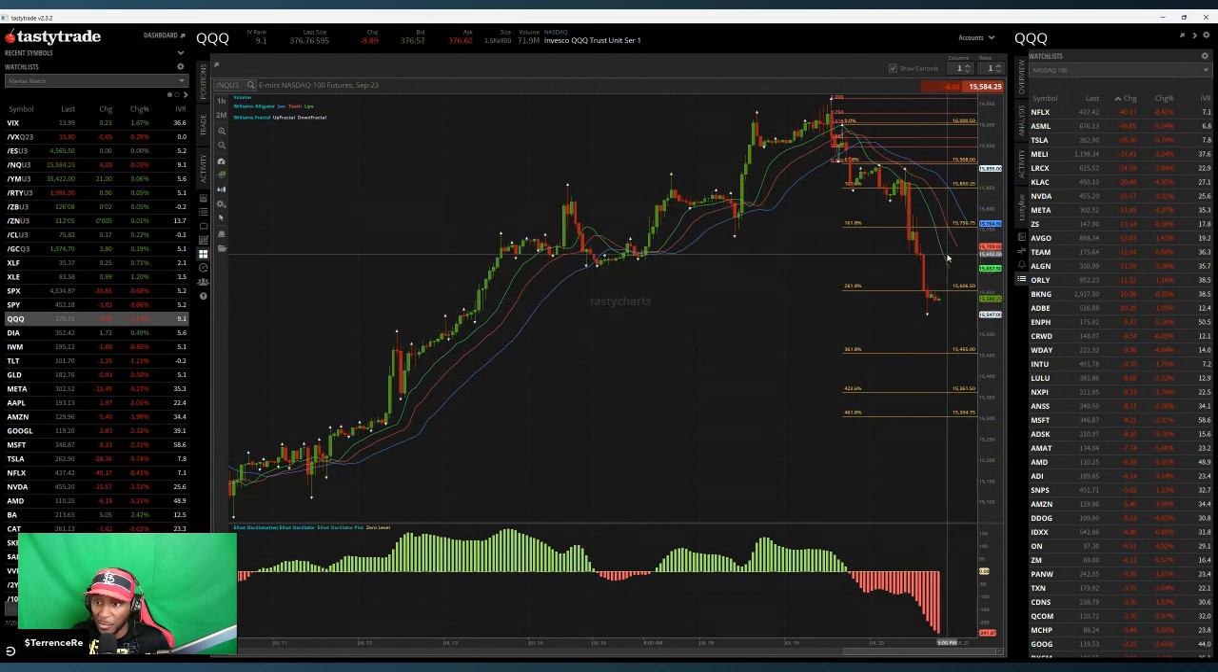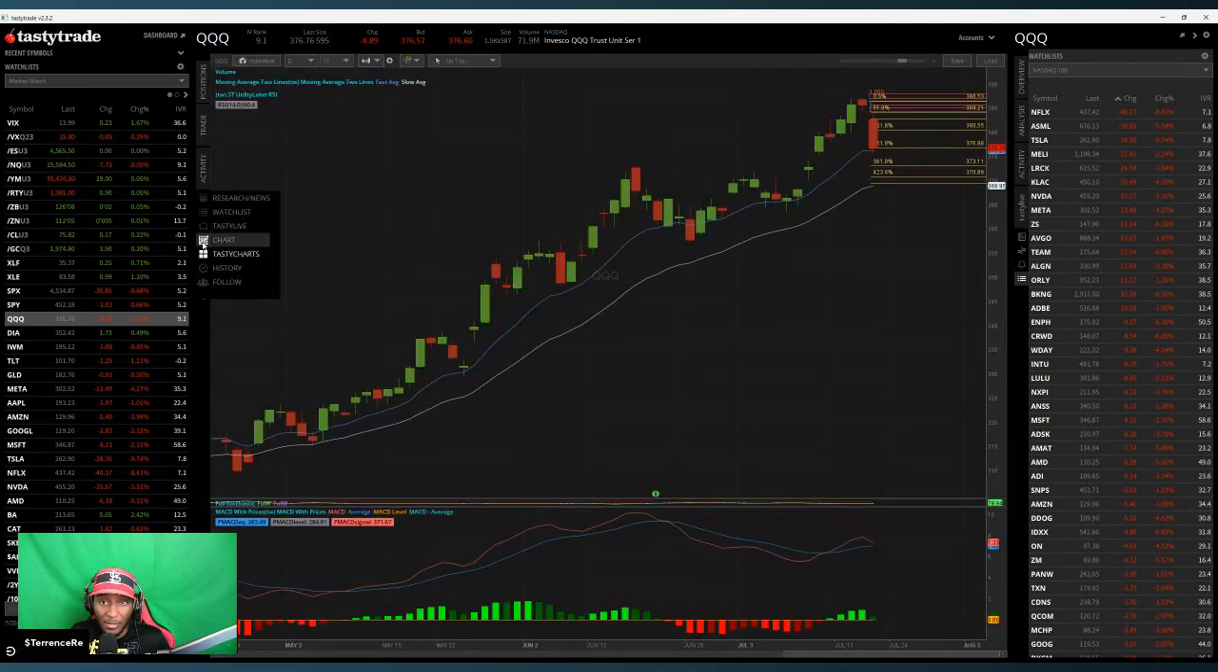But we could get a pullback up into here for Friday, chop around, and then maybe over the weekend we could get the rest of it, or we could wake up tomorrow when the stock market opens and it could be down there, right? But this is where I think it'll end up, and you could trade that.